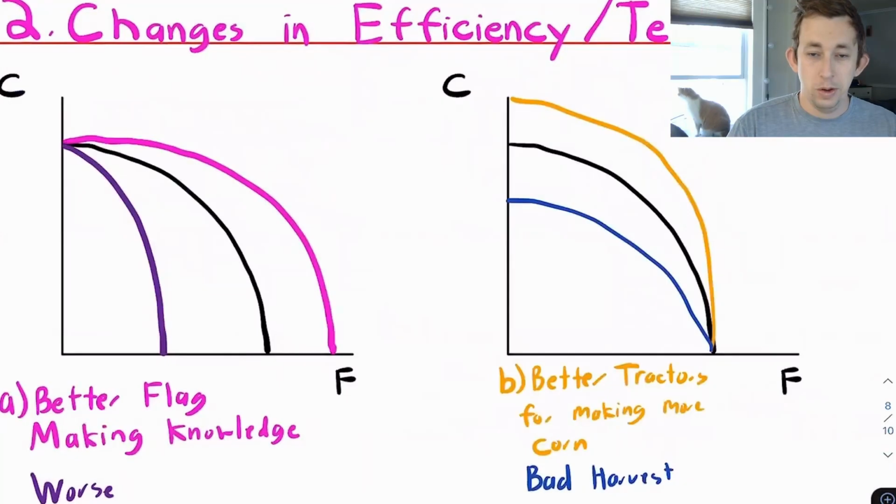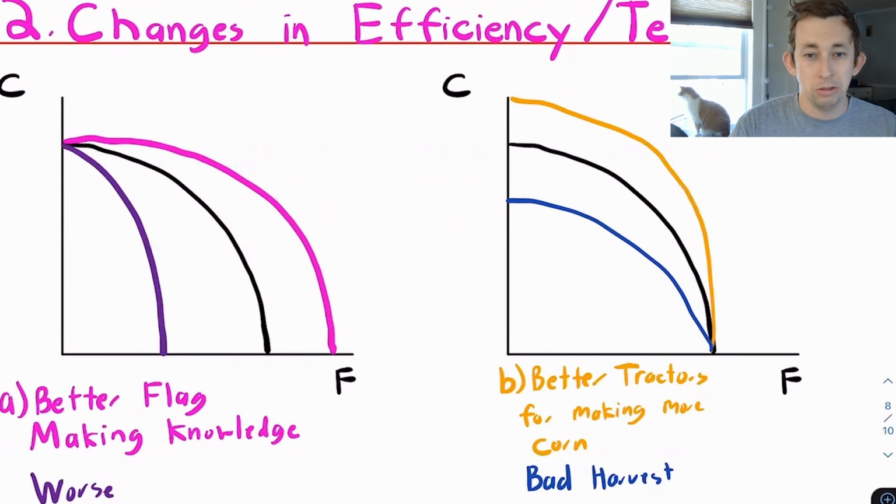Now let's say that you have changes in efficiency or technology. So maybe in this first example, you only change your technology when it comes to making US flags. So you can make the same amount of corn as before, but maybe you have better sewing machines now. So before you could make this many US flags, but now you can make this many flags. So you sort of like bow out towards flags. The reason that the corn doesn't change is because great new sewing machines are not going to affect your ability to farm corn.